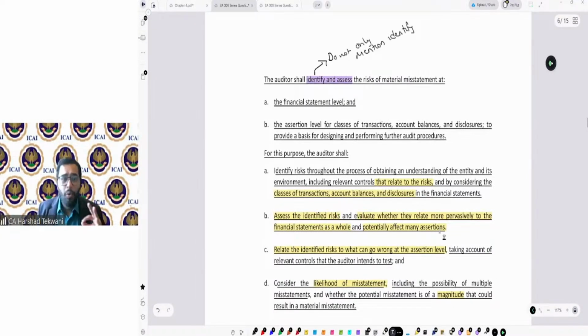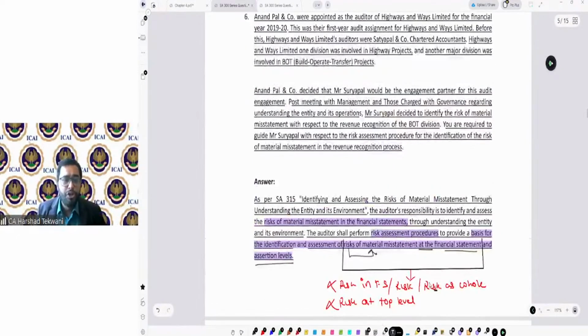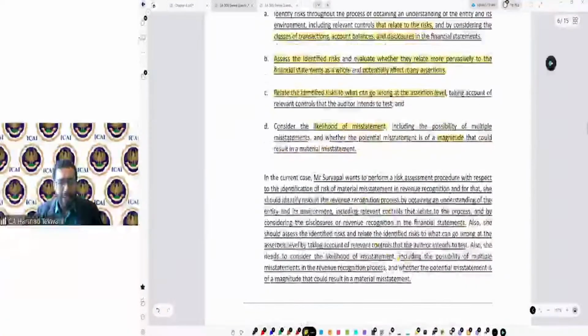We are talking about risk assessment procedure, like how to identify the risk. See, what is the question? Question is that guide Mr. Surya Pal with respect to risk assessment procedure for identification of risk of material misstatement. Now, whatever process it is, I am talking about risk assessment procedure for identification of risk of material misstatement. How you can identify the risk of material misstatement. What you need to do in order to identify the risk of material misstatement, and that is what is written over here.